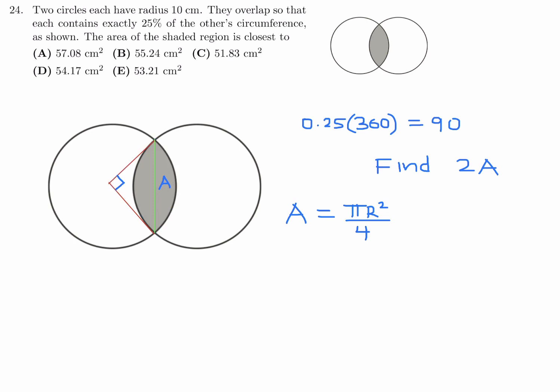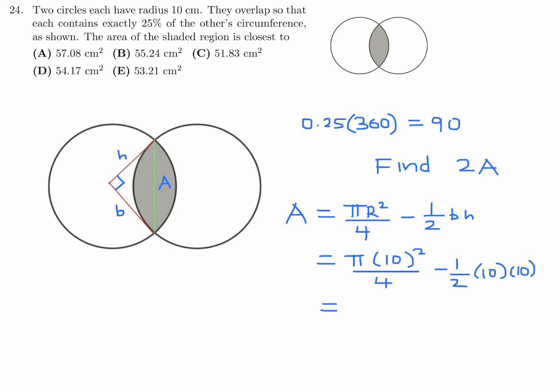Now, how do you figure out the area of that triangle? Well, it's 1/2 base times height, like that. And I think most of these things we know. So pi, obviously we know r is 10. And then 1/2 base times height. Well, the base and the height, both of those are the radius. So one is 10 and the other one's 10. And that's it. So this is going to be 25 pi minus 50.